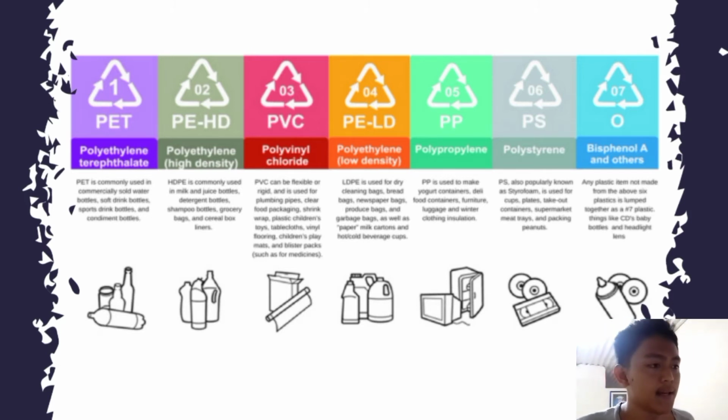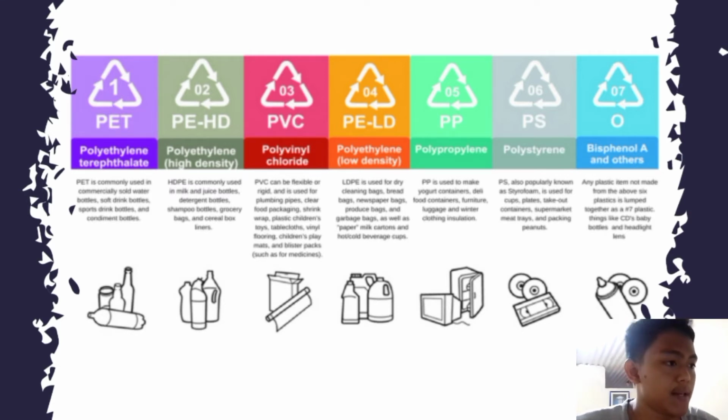So next, number 5 ay type 5, polypropylene. Polypropylene is used to make yogurt containers, deli food containers, furniture, luggage, and winter clothing insulation. So yun po yung mga example niya.